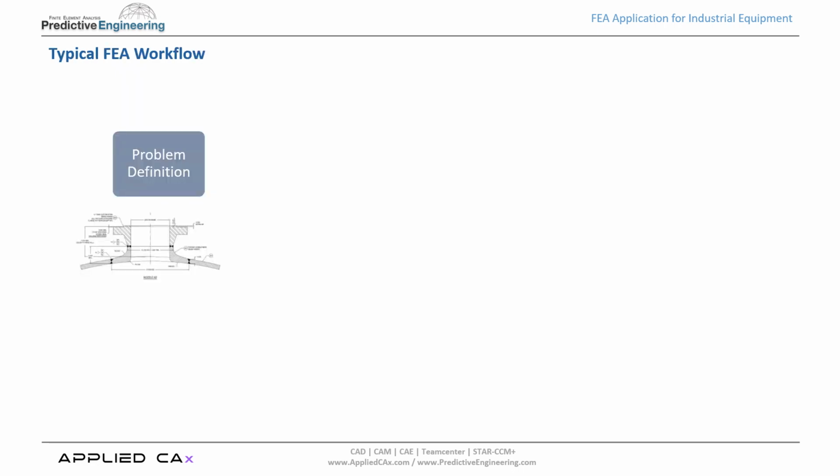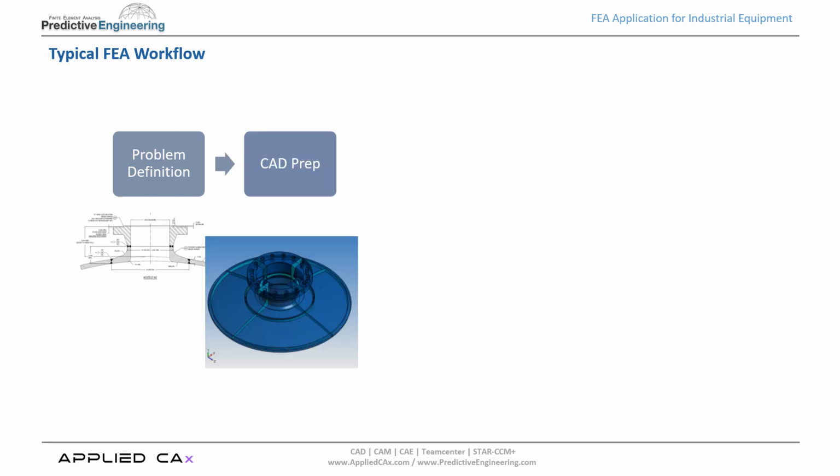Every project begins with a well-defined problem statement. We start by identifying the loading conditions, code requirements, and service expectations that drive the analysis objectives. Next, we import and clean the CAD model in SimCenter FEMAP. This step ensures that the geometry is FEA ready with unnecessary features removed and critical details preserved.